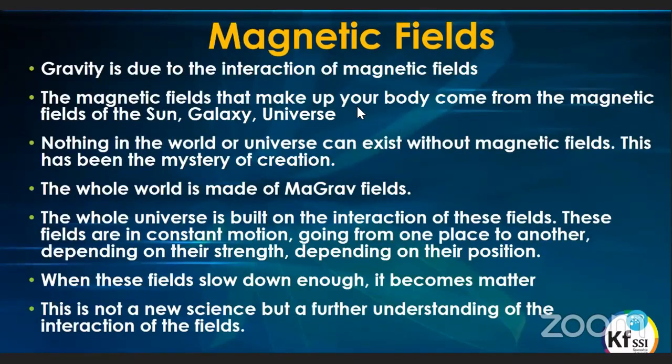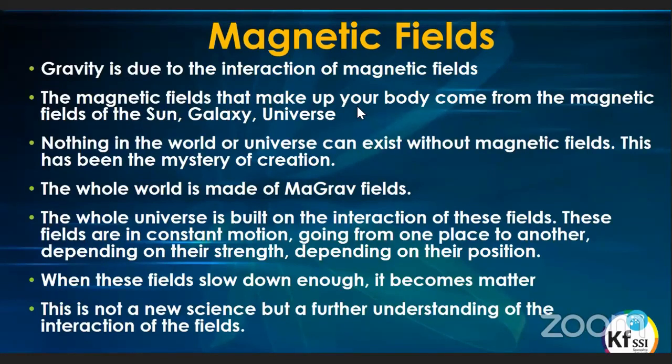So gravity is due to the interaction of the magnetic fields. And these magnetic fields that make up our body come from the magnetic fields of our sun, the galaxy, and the universe. So nothing in this world or universe can exist without the magnetic fields. This has been the mystery of creation, that everything is made of these fields. And the whole world is made of the maggrav fields. It's the interaction of the magnetic and gravitational fields which create what we see. And the universe is built on the interaction of these fields.